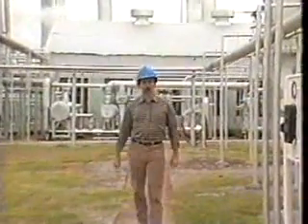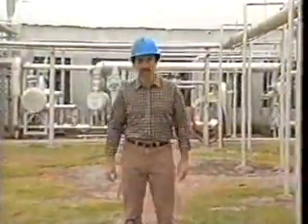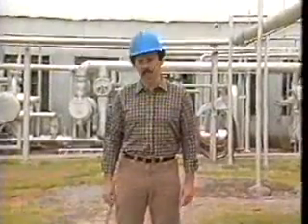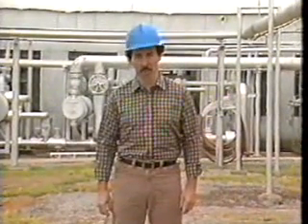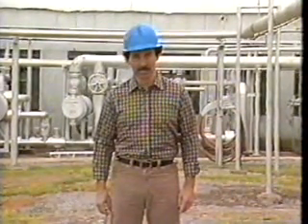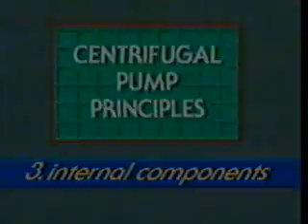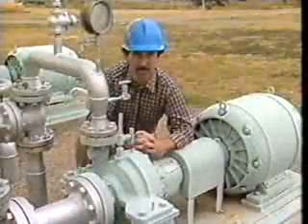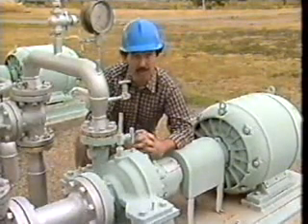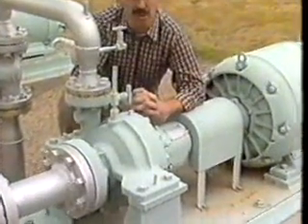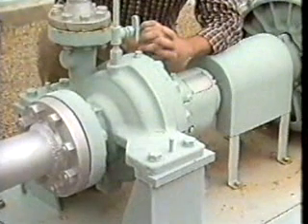We now know centrifugal pumps from the outside. In this section, we'll look at them from the inside and focus on internal components. This is the third section of a 4-section module on centrifugal pump principles. This section covers internal components. External components are visible. Internal ones aren't until the pump is drained and disassembled.